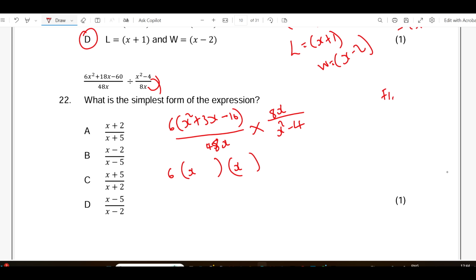Factors of 10 again are 2 and 5, 1 and 10. Two numbers, when I add them, must give me 3. When I multiply them, they must give me negative 10. It's going to be 5 minus 2. 5 minus 2 is 3. 5 times minus 2 is minus 10. Meaning that I will have positive 5 here, I will have negative 2 here.